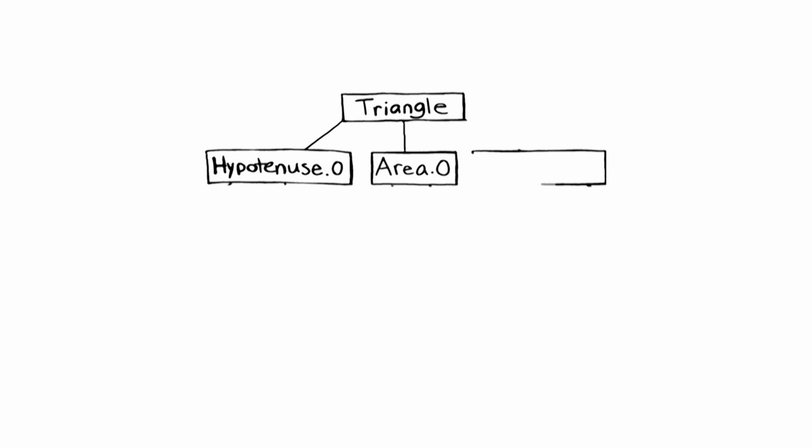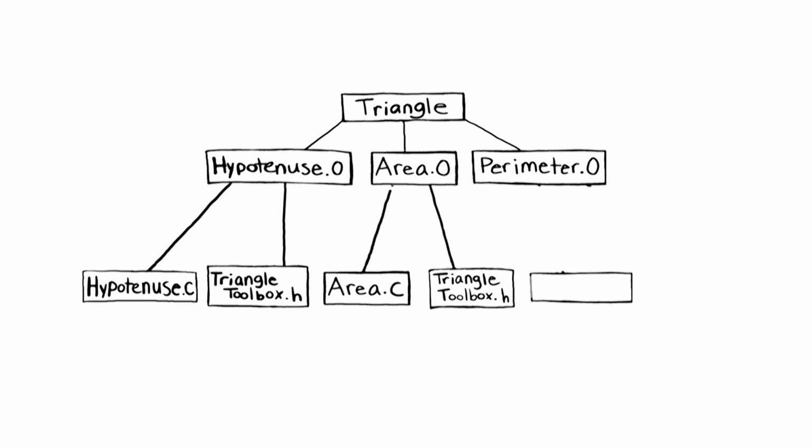In this tutorial, our sample program will be a triangle toolbox. It can perform 3 different functions: hypotenuse, area, and perimeter. Each of these functions is in a different .o file. Thus, the program triangle is dependent on area.o, hypotenuse.o, and perimeter.o. However, the existence of these .o files depends on the respective .c file and the triangle toolbox.h. This forms our dependency tree. It's an easy way to see what parts of the program depend on what parts.